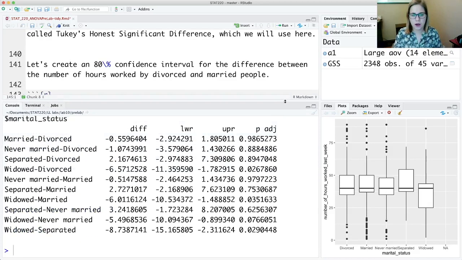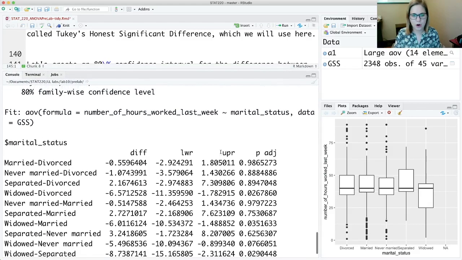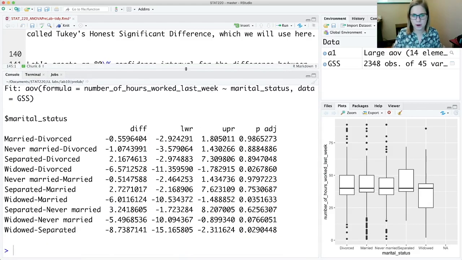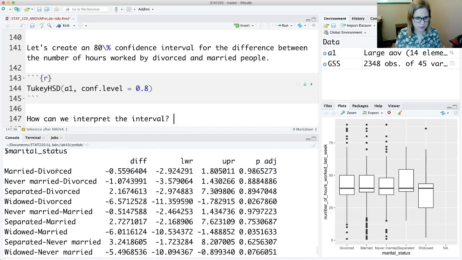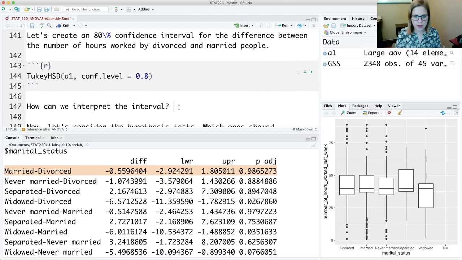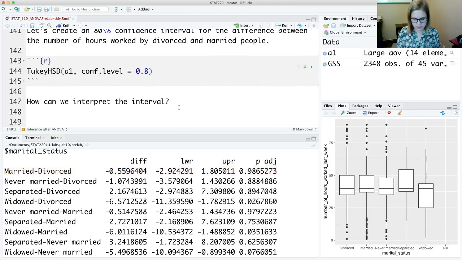This gives me a bunch of information about all of the different possible pairwise differences. So married and divorced, never married and divorced, separated, divorced, etc. Which pair did I say we were interested in? Divorced and married people. So let's see, we had married and divorced. That was this first row in our output. And then we could interpret the interval.